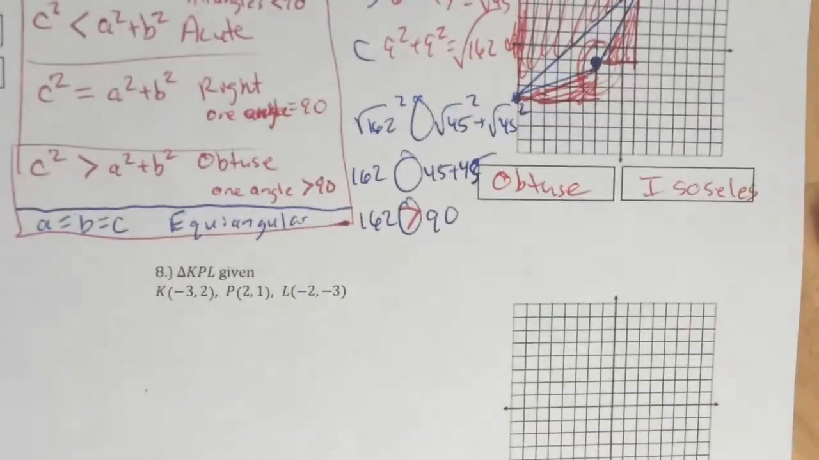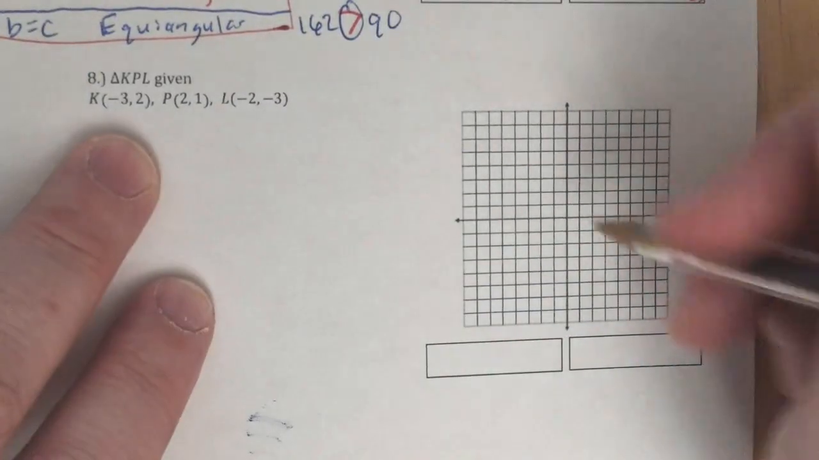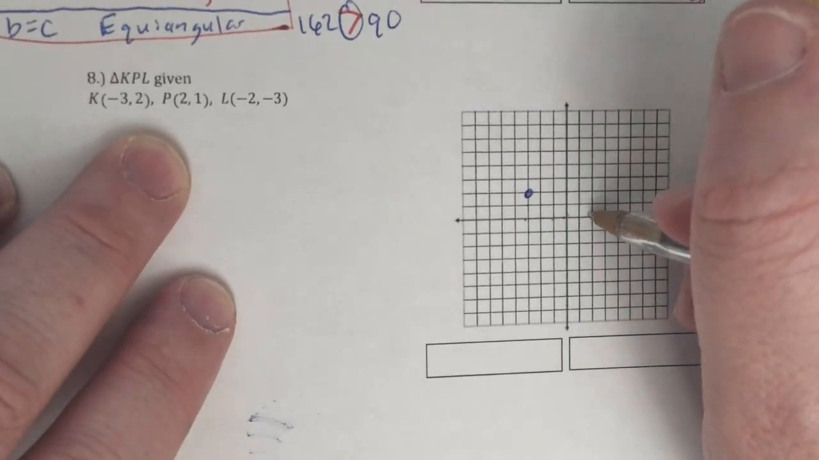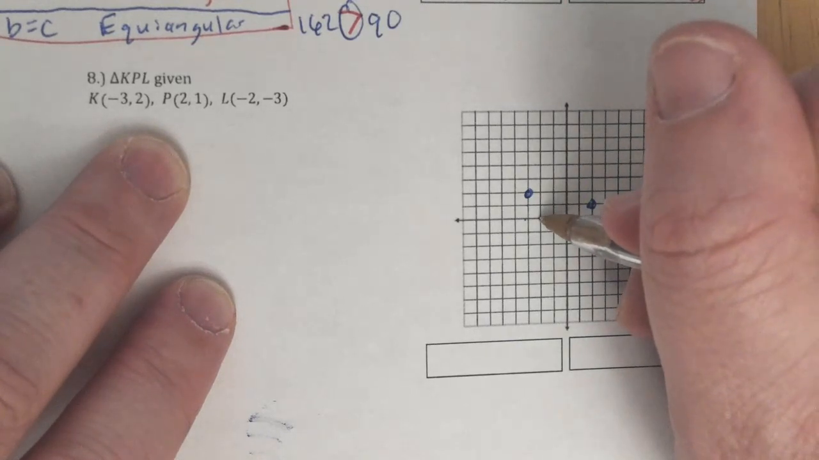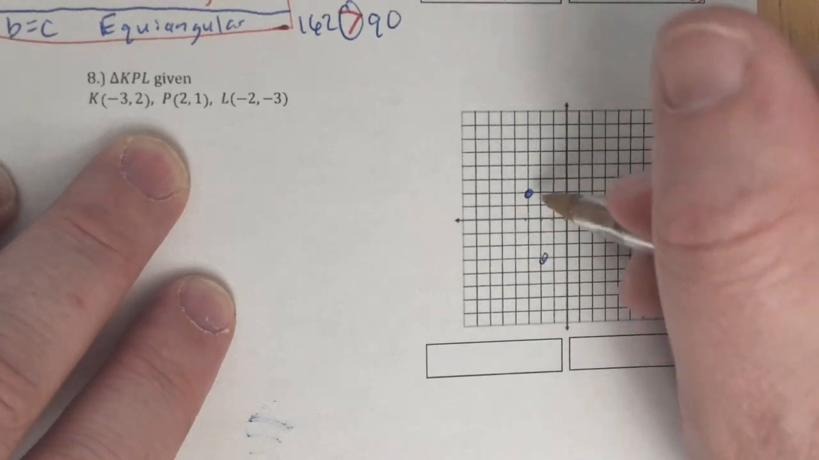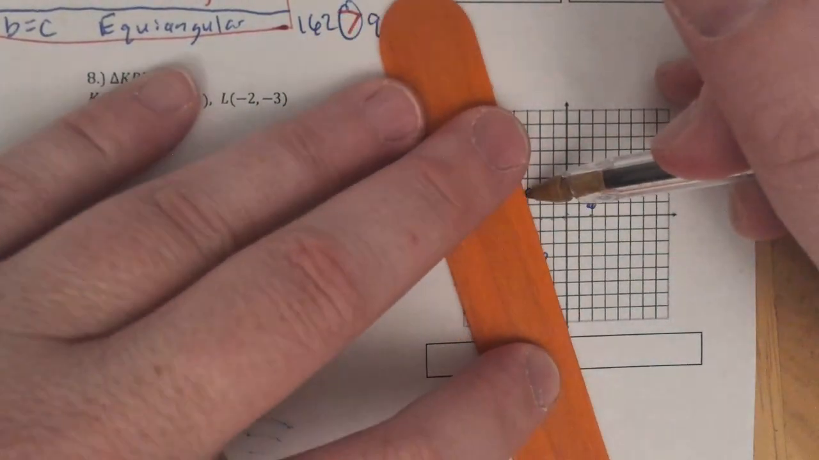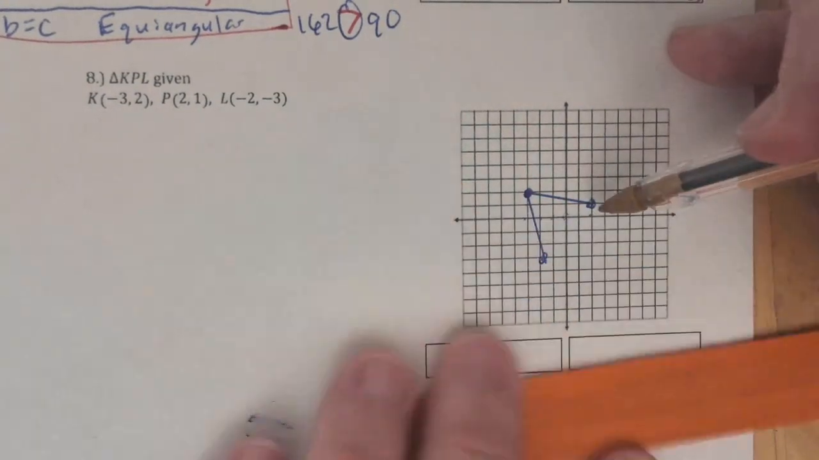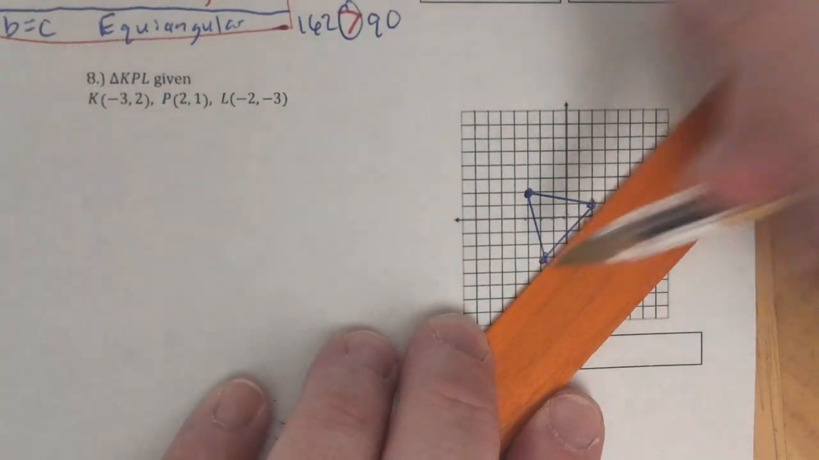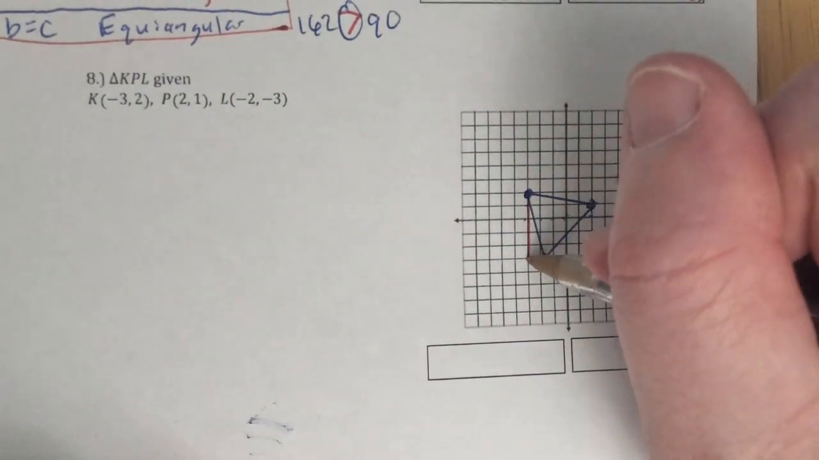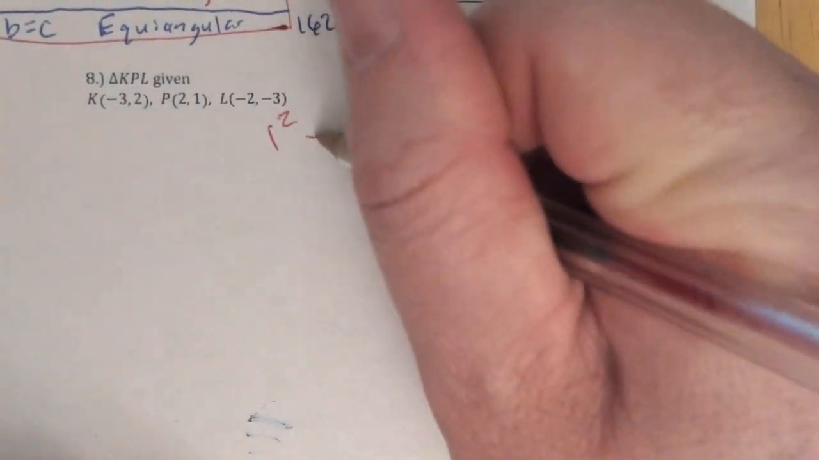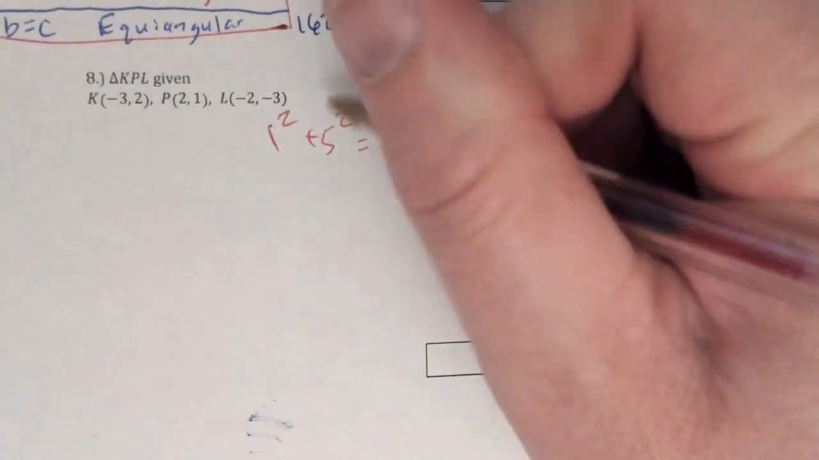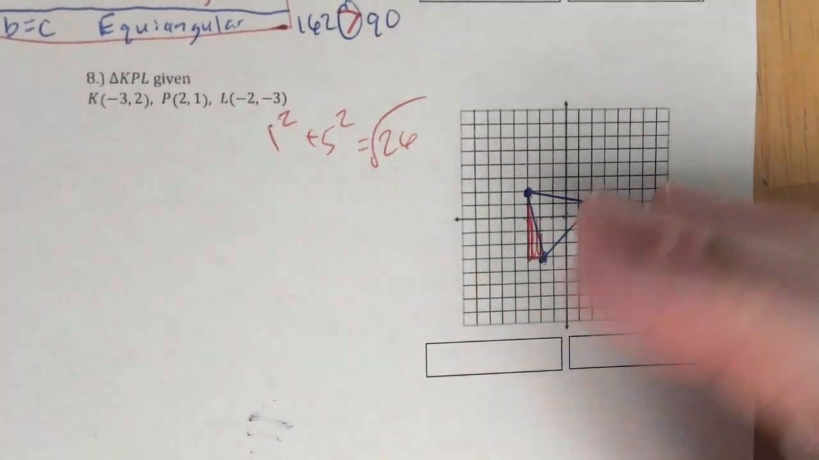And the last one. All right, number 8. All right, let's plot the points. So that is -3, 1, 2, 3, +2, 1, 2, +2, +1, and -2, -3, 1, 2, 3. Use my straight edge here. All right, let's find these distances. That is 1 squared plus 1, 2, 3, 4, 5 squared. That would be 25, 26. Square root of 26.